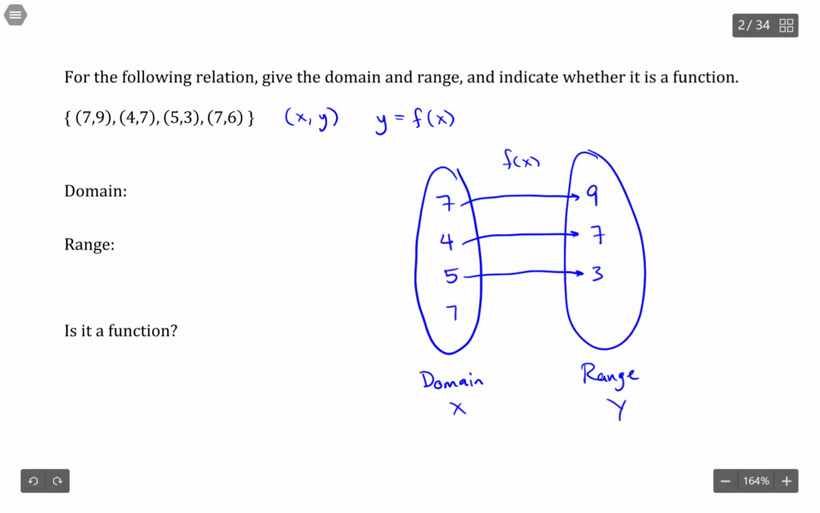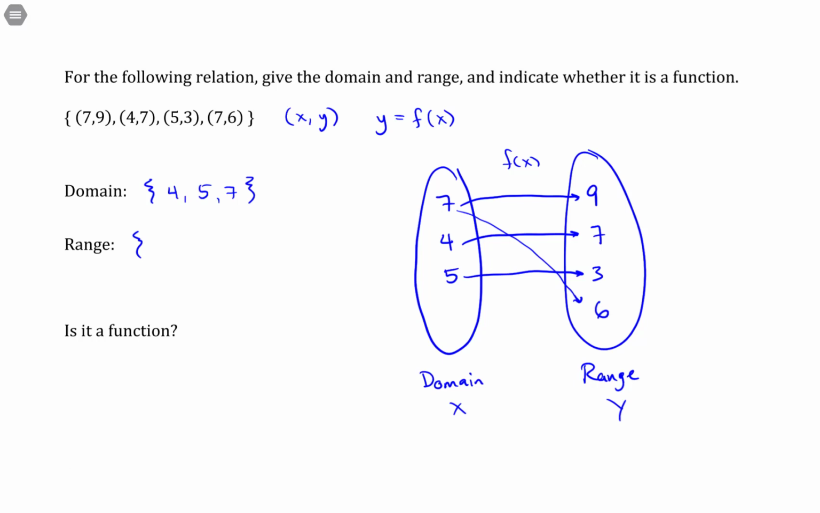Well, I don't list 7 again here because I already have 7 in my domain. I listed a 6 in the range because that's a new value that doesn't exist already. But I map that 7 down here to the 6. So the domain then is the set of values, and I'll go ahead and order them: 4, 5, and 7. So just the values in that first set. The range are the values in the second set: 3, 6, 7, and 9.